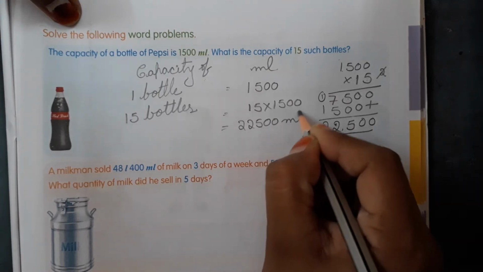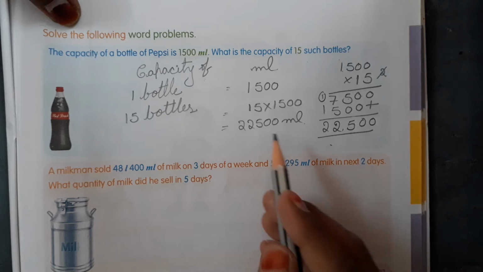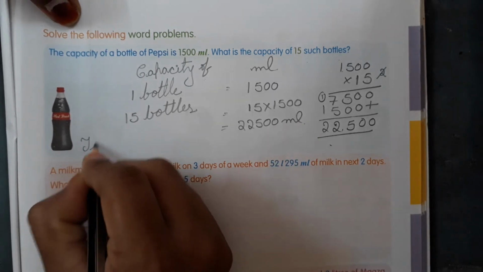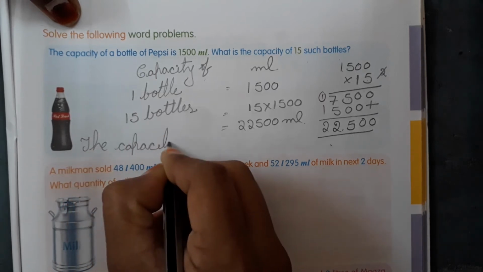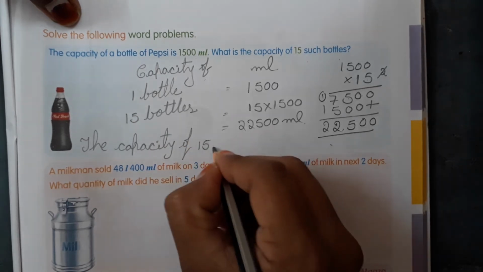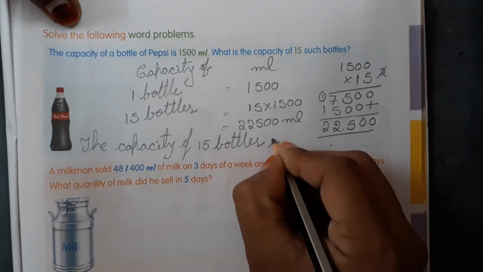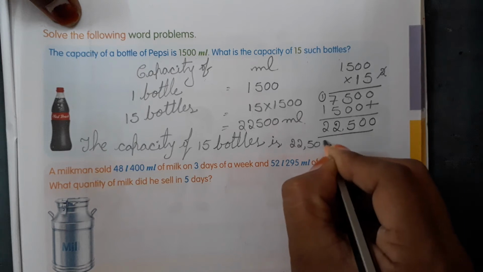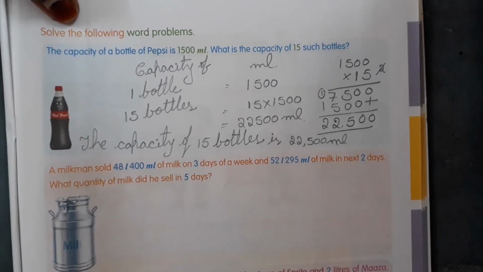22,500 ml. So the capacity of 15 bottles is 22,500 ml. Okay. Next, read next sum.